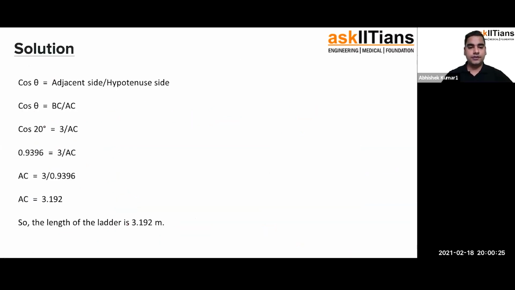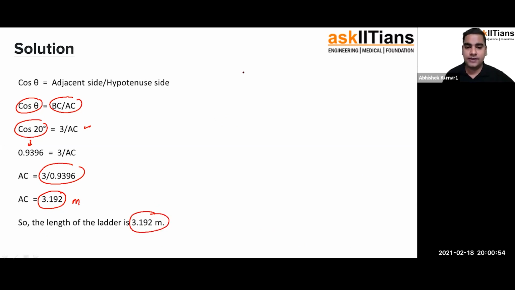All right. So you can see here again they use cos. Cos theta is base by hypotenuse. So cos 20 is 3 over AC. Cos 20 is approximately this value. Then after solving it, you will get 3 over 0.9396. If you solve it further, the approximate value you are going to get is 3.192 meter. Therefore, the length of the plane or ladder that they are talking about here is 3.192 meter. Understood?